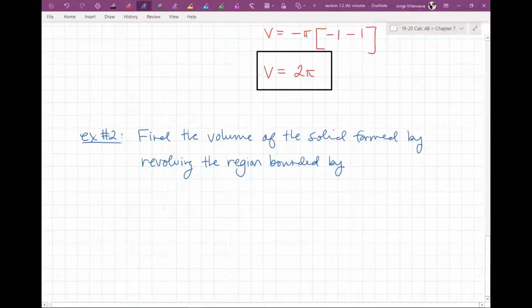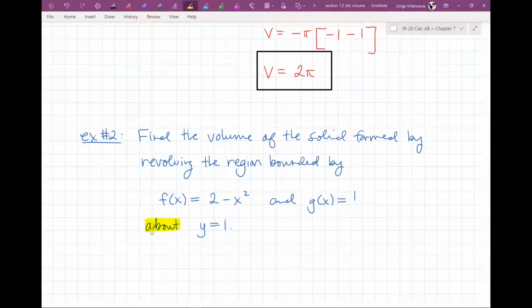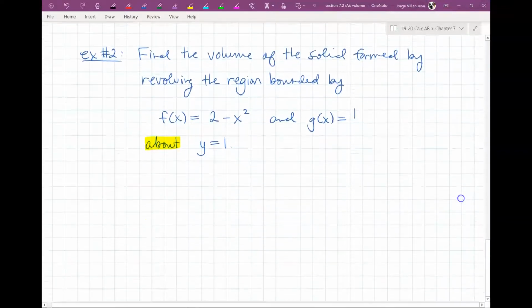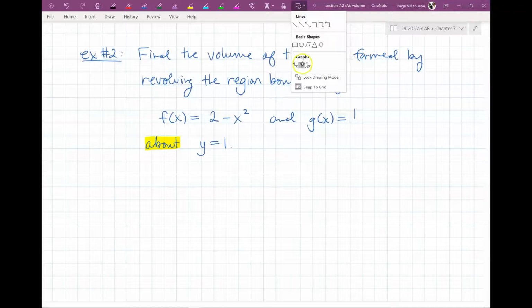and here we go. They give us f of x equals 2 minus x squared, and g of x equal to 1, about y equal to 1. So again, there's that word about. That means here comes your axis of revolution. y equals 1 is where we're going to be rotating. All right, so let's draw this thing.